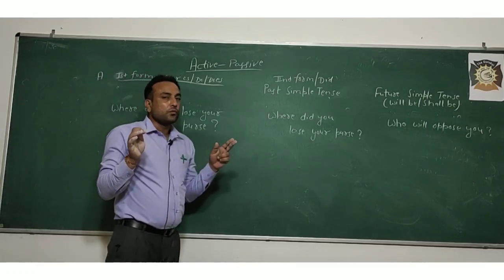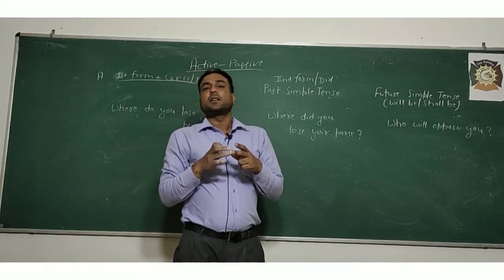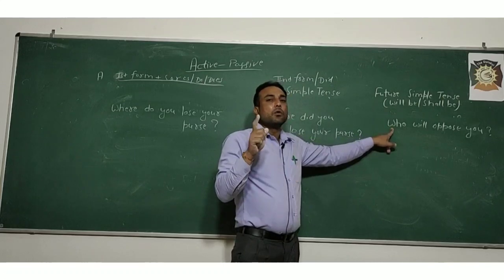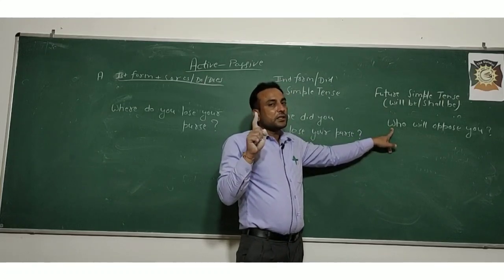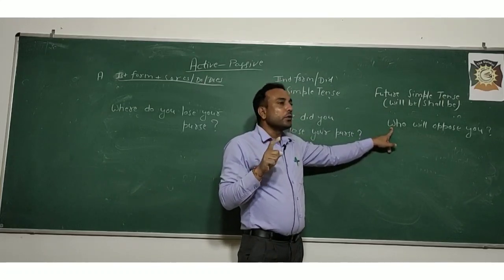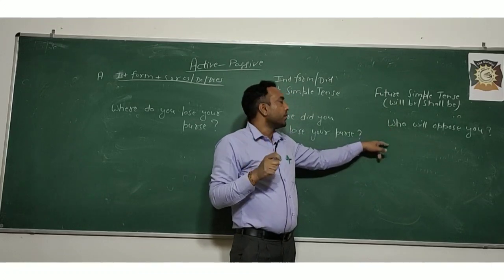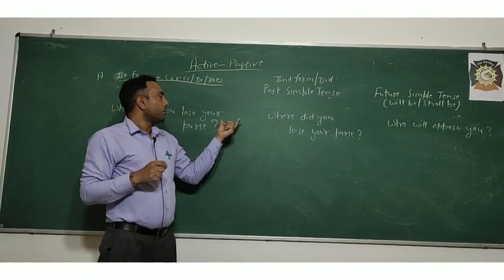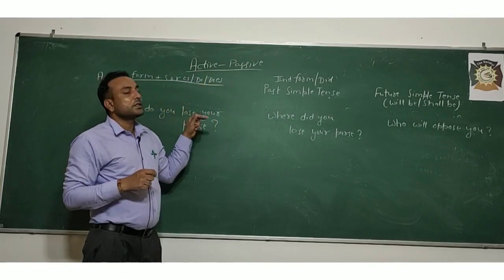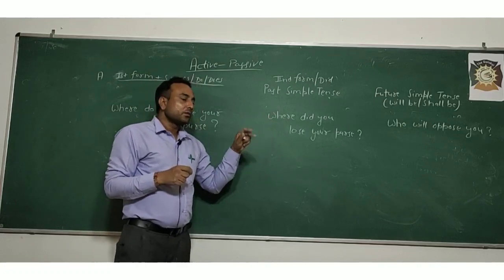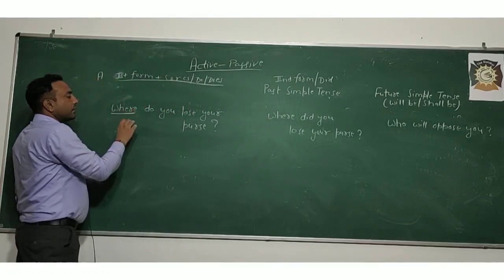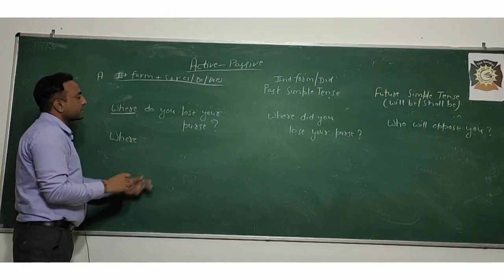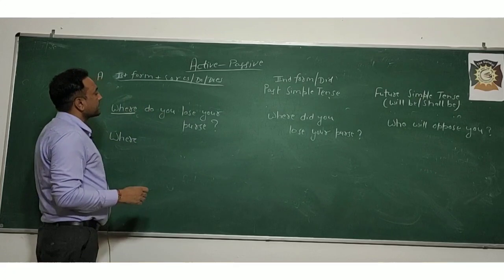You just need to do one thing. You need not change the sentences. I have told you who is always changed into by whom. This is the one thing you have to keep in mind. Who is always changed into by whom. The rest of the members of the WH family, where, when, why, how, which, always remain the same. So you need to focus on it. Where, nothing to do with it. Let's write it as it is, where. The rest of the sentence will remain the same.